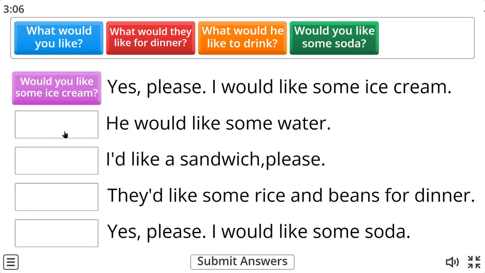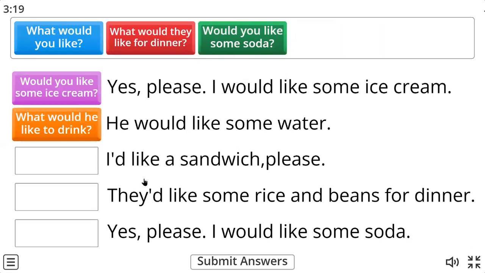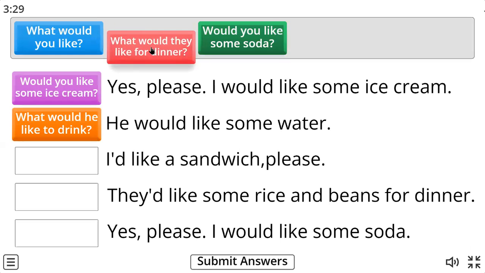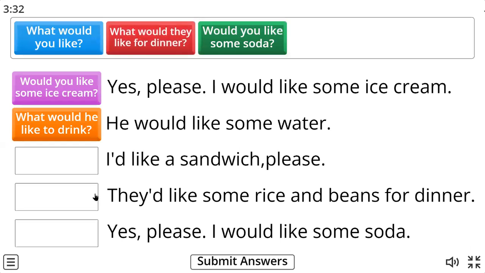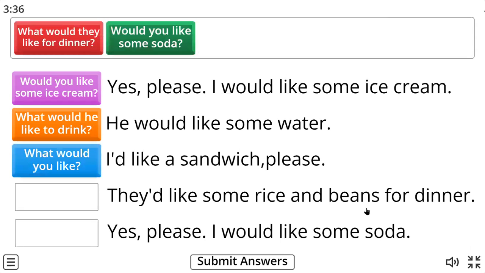He would like some water. Would you like... What would you like to drink? He'd like to drink. What would you like to drink? Okay. The next one. I like a sandwich, please. What would you like for dinner? What would you like? Just what would you like? Okay. Yes. They like some rice and beans for dinner.